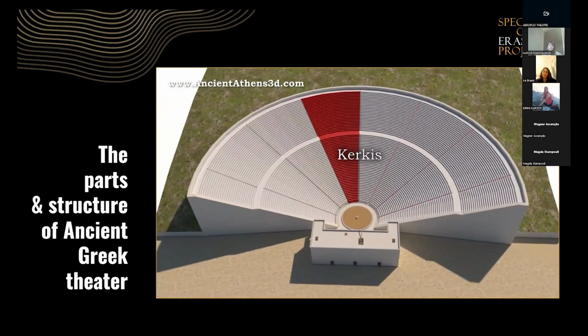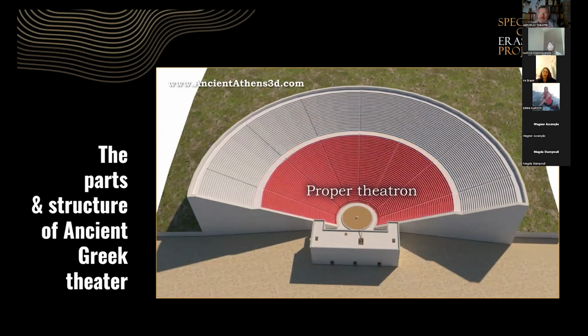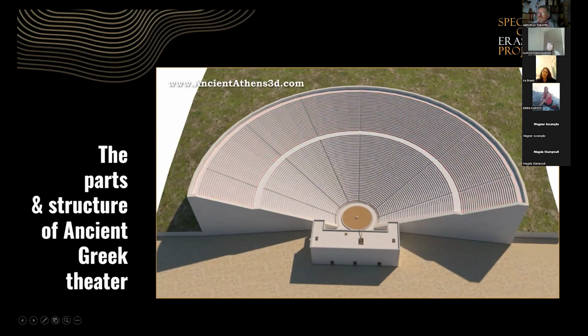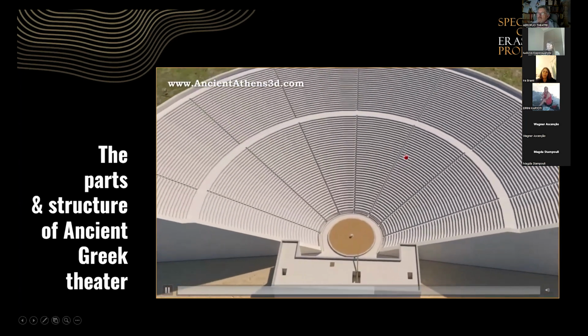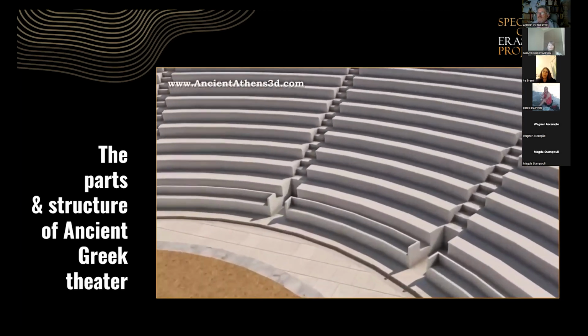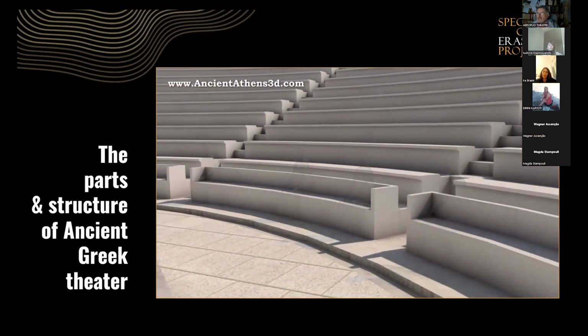The area between the stairs was called kerkis. The large theatres usually had a diazoma, a corridor that facilitated the movement of spectators. The diazoma divided the theatre into two parts: the proper theatre and the epitheatre. The first row of seats was intended for officials and often took the form of marble thrones. This series of seats was called the prohedria.